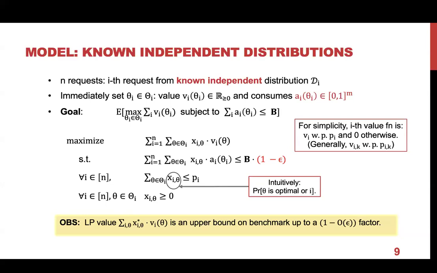So the goal would be, can I achieve this LP benchmark with 1 minus epsilon probability, like roughly the value of this? And my claim is you can easily obtain this just by randomized rounding. So what is online randomized rounding, or what is rounding?